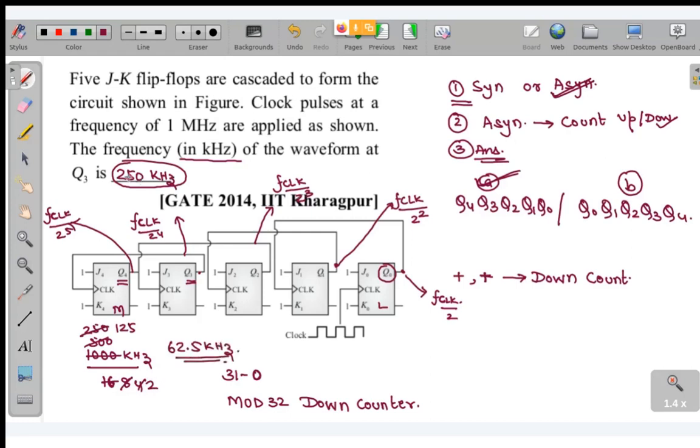So 62.5. Why are we getting 250 kilohertz? What is mod 5? And why are you getting 250 kilohertz? So 250 kilohertz we will get over here, so this is wrong. 62.5 kilohertz is the correct answer we will be getting at Q3. So at Q3 it is f clock by 2 to the power 4. Did we understand or not?